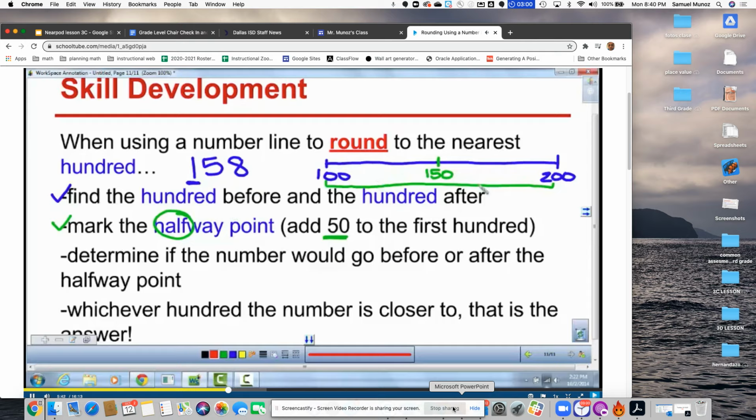Step 3, we have to determine if our number 158 would go before or after our halfway point. 158 would be 8 more than 150. So my number 158 is going to lie somewhere around here. Step 3, check. I can clearly see that the number 158 is closer to my 100 of 200. So I would say 158, when rounded to the nearest 100, would round to 200.